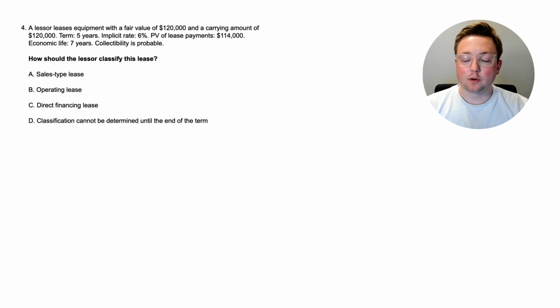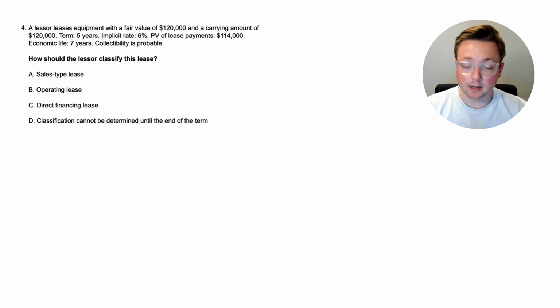All right, here we are at question 4. How should the lessor classify this lease? Let's go up to the top. A lessor leases equipment with a fair value of $120,000 and a carrying amount of $120,000. Term is 5 years, the implicit rate is 6%, and the present value of lease payments is $114,000. The economic life is 7 years, and the collectibility is probable. So how should the lessor classify this lease?